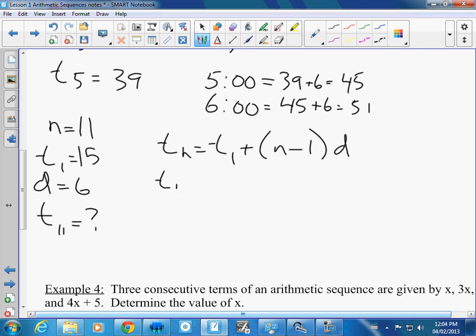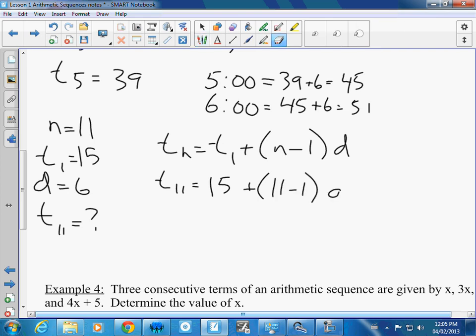Okay, so we're looking for the 11th term. What's the first one again? 15. You don't even have to think, isn't it? Just written right there, right? That's why we write that stuff out, so you don't even have to think, you just got to fill in numbers. What's N? 11. What's D?